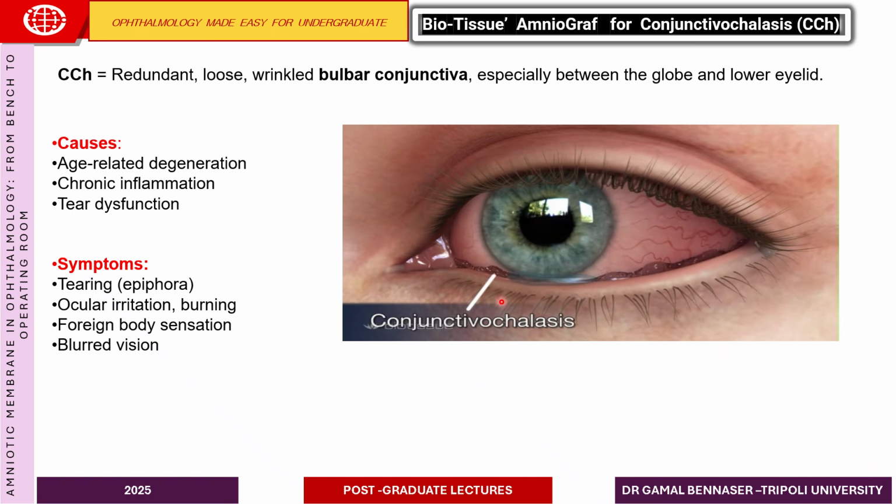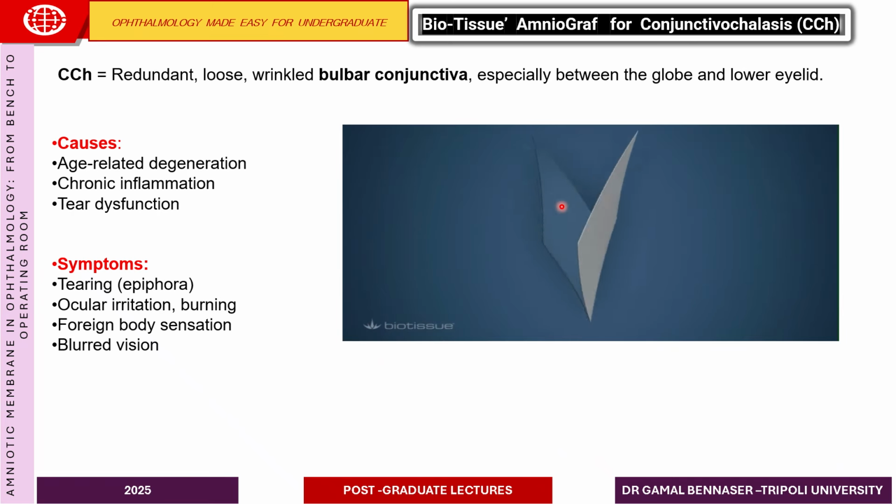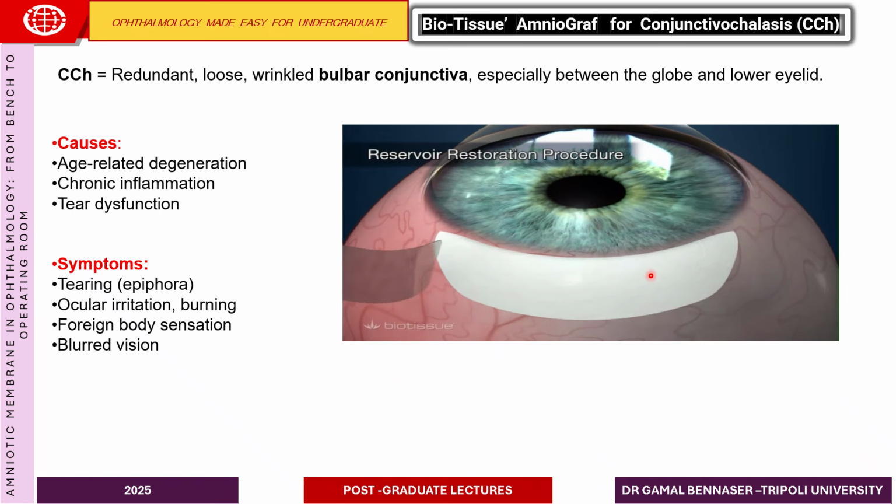As you can see here in this video, this space is normally filled with the tear film, which is between the globe and the lid. So this is the area of the bulbar conjunctiva. When this bulbar conjunctiva gets hypertrophied and redundant, this will reduce the space for the tear film to stay and lubricate this area. And this is the source of the complaints of the patients.